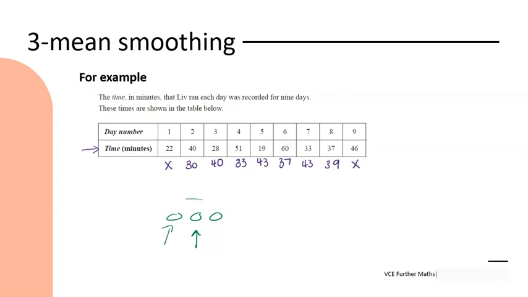it's not possible to form an answer for day 1 because we don't have any data here at day 0. Similarly, at the other end, we don't have any data at day 10. So we're unable to make that group to get a value for day 9. So the last possible value I can get a result for is day 8.